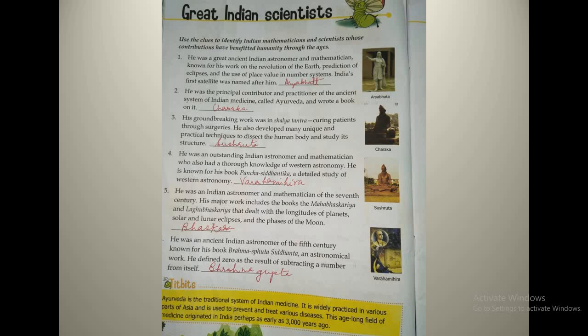The third, his groundbreaking work was in Shalya Tantra, curing patients through surgeries. He also developed many unique and practical techniques to dissect the human body and study its structure. He is the scientist who was working on Shalya Tantra. Shalya Tantra means curing people through surgeries, right? He used to do surgeries and cure people, and his name is Sushruta.